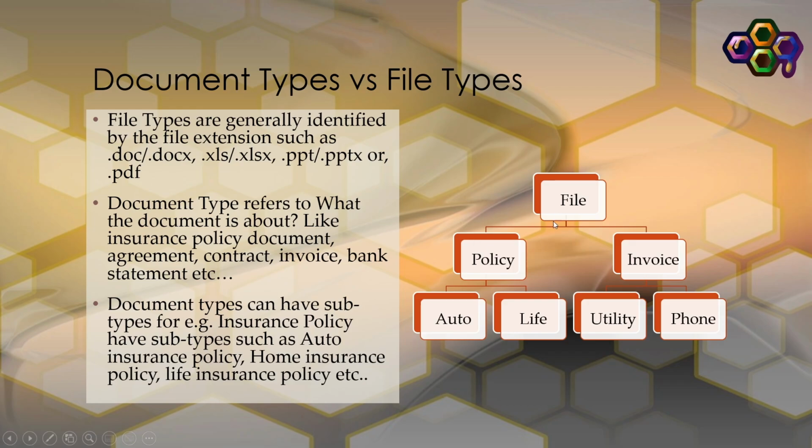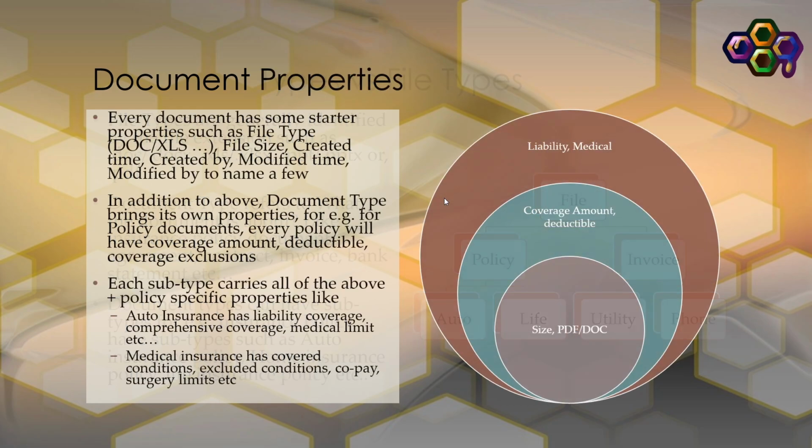Now that those layers are clear, let's move on to the properties. The document properties, let's start with the basic. Every document has a size, a type, created at, modified at, created by and modified by as basic properties of any file that you see in Windows Explorer.